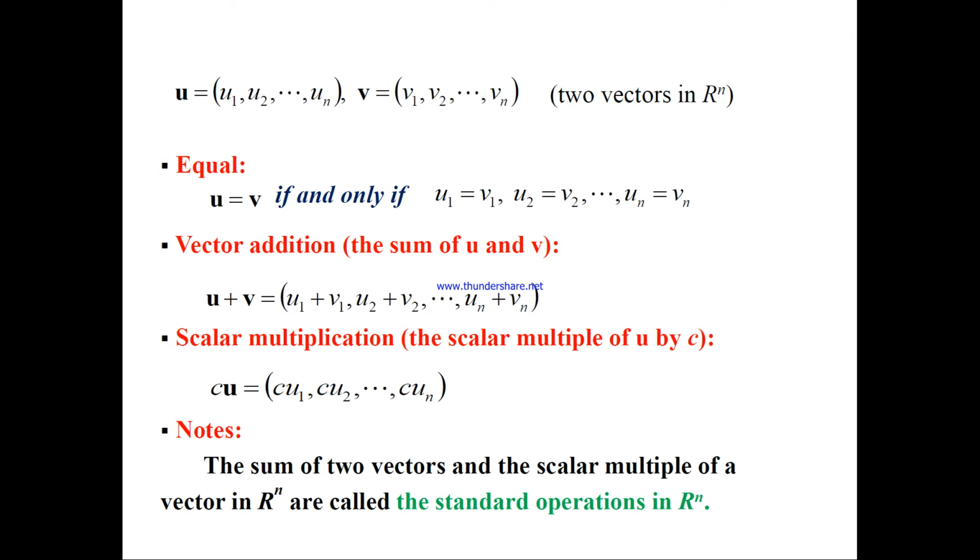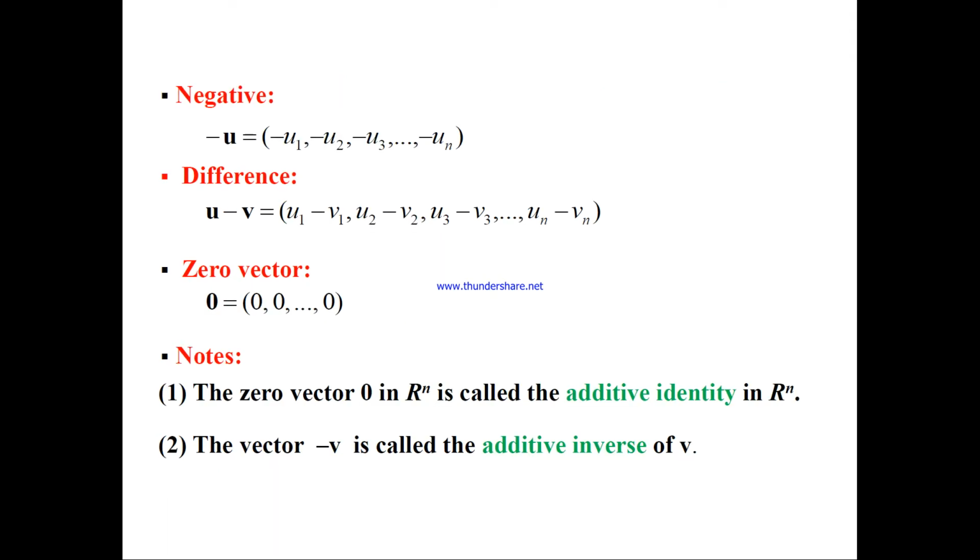Therefore the sum of two vectors and the scalar multiple of a vector are called the standard operations in R power n. So the sum of two vectors and the scalar multiple of a vector in R power n are the two different standard operations that we perform in a vector space. Now when I want to take the negative of a vector, if I take minus u, that will convert all components to become negative. All components of that vector u become negative.